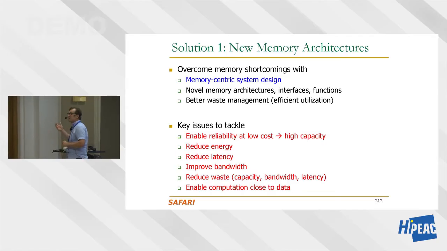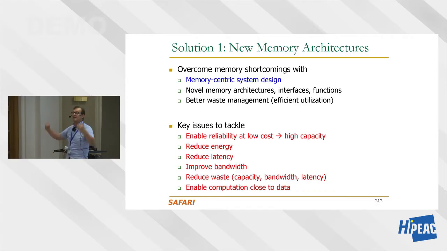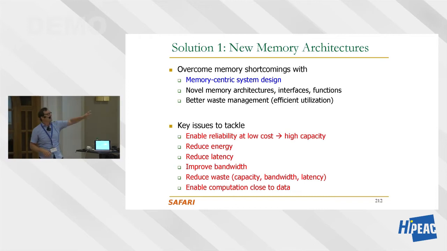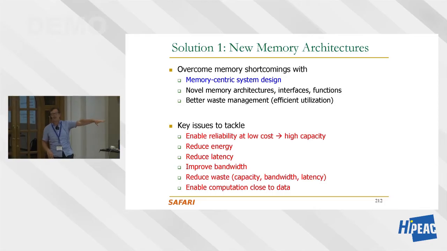There's also a lot of issues with bandwidth, meaning internally memory operates at very large granularity, but we get very little amount of data out of it, meaning that there's a huge waste of energy inside the memory also, because we read memory at very large blocks. I may talk about some of these. So I think we need to think about the waste that we have in the system. So there are many key issues to tackle here. This is a laundry list. How do we enable reliability at low cost? This gets us high capacity. How do we reduce energy? How do we reduce latency? How do we improve bandwidth?